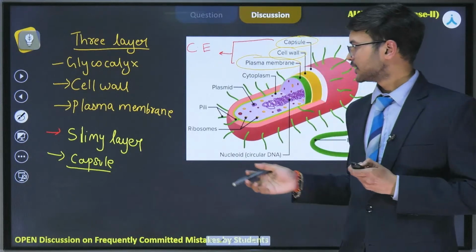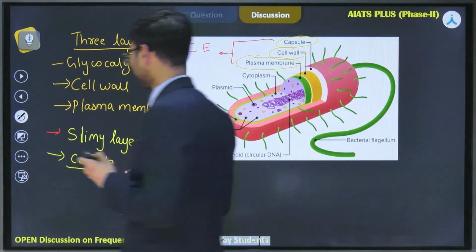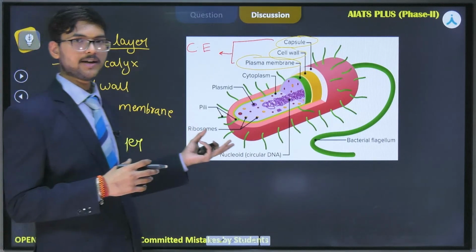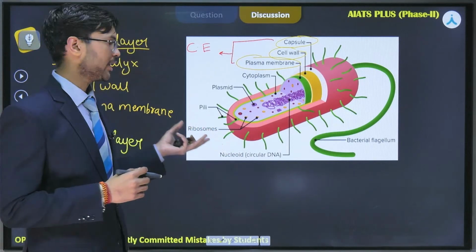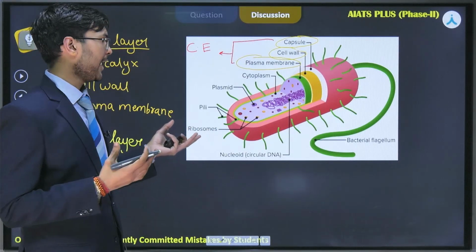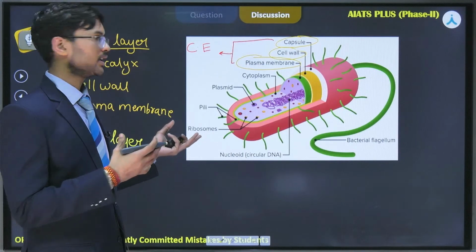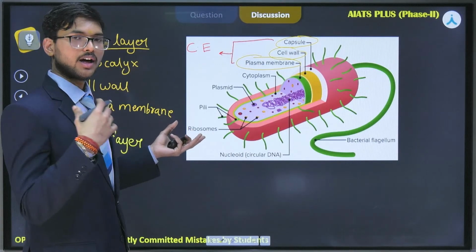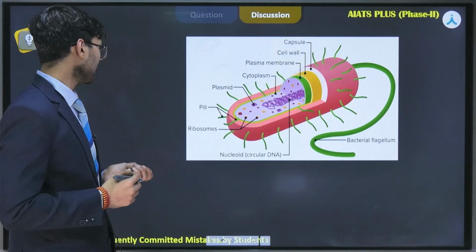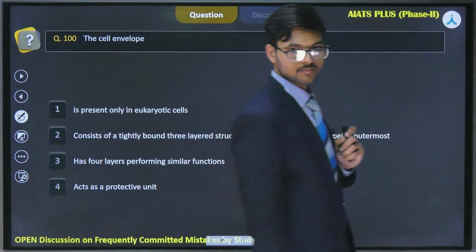Okay. So this is what glycocalyx is responsible for. Now the cell wall provides structure to the bacteria, and it also provides protection. And the plasma membrane is quite similar to that of the eukaryotic cell, and it is semi-permeable. So it is the membrane which is in contact with the outer world. Okay. So let's see the options.